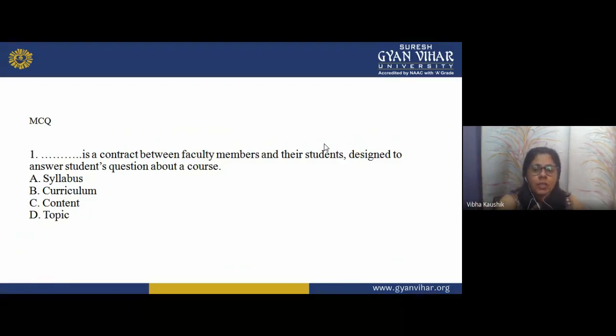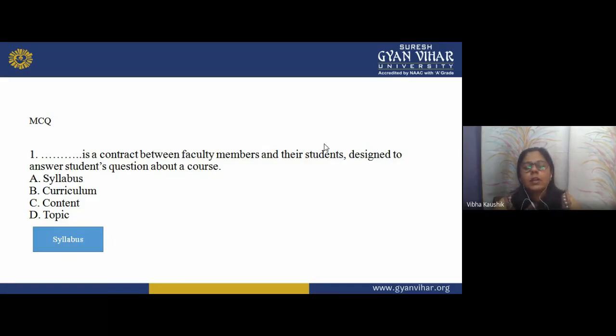Now, the options are A. Syllabus, B. Curriculum, C. Content, or the option D. Topic. Now you have to select the correct answer from the given choices or the options. So the correct answer is option A, and the correct answer is syllabus.